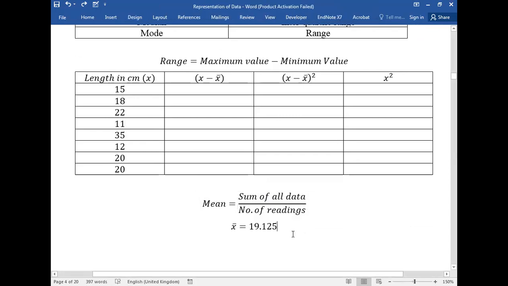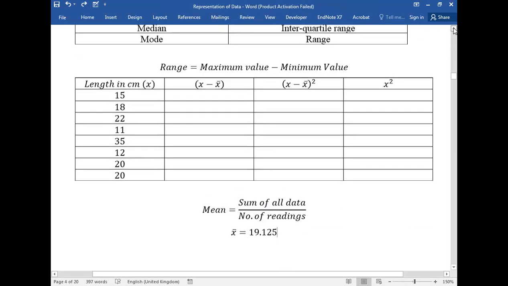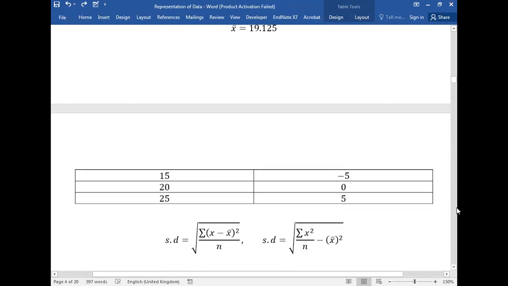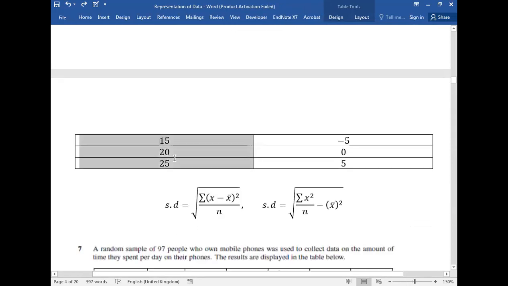Here है 19.125. मीन के लिए this is the notation that we use for mean. x और ऊपर बार लगा दिया. अब we have so many values of x, x1, x2, x3, x4, x5, x6, x7 and x8. So can anyone tell me मेरे डेटा का मीन क्या होगा जो मैंने आसान आसान यूज किया हुआ है? What will be the mean of this one?